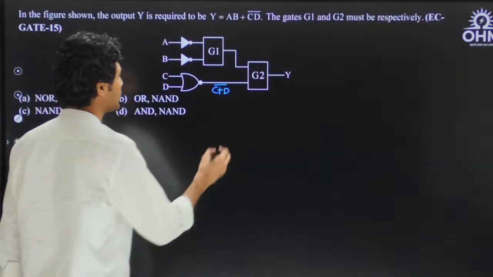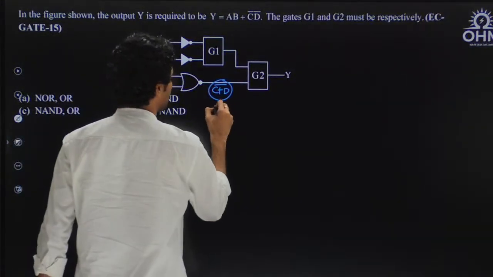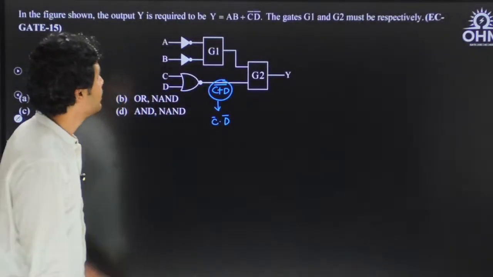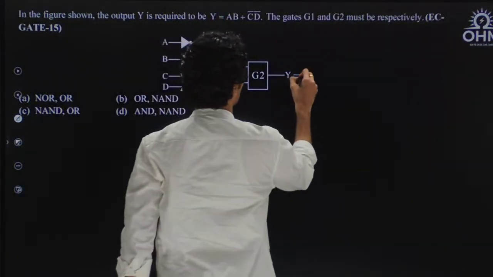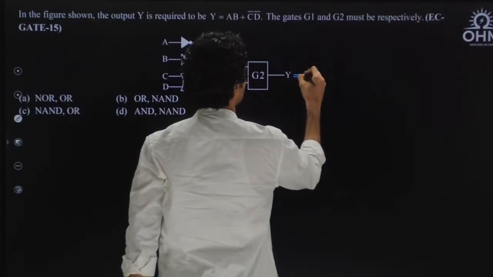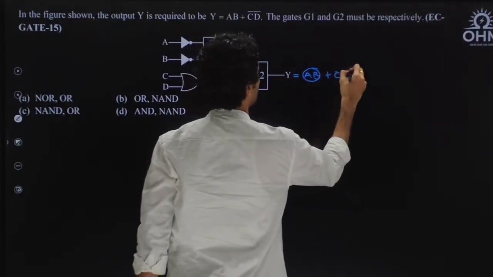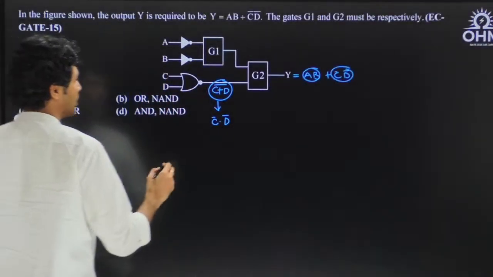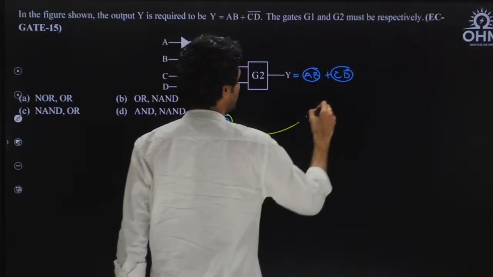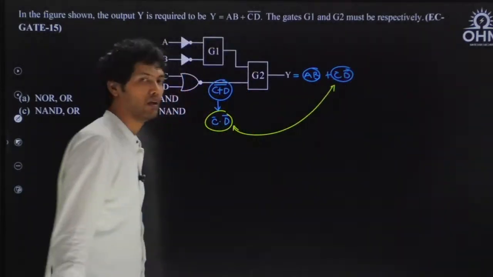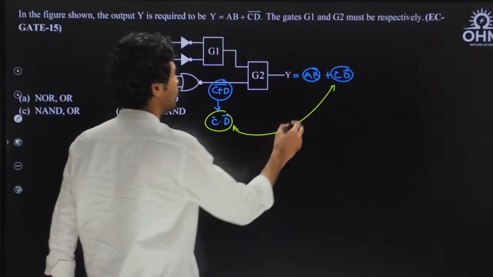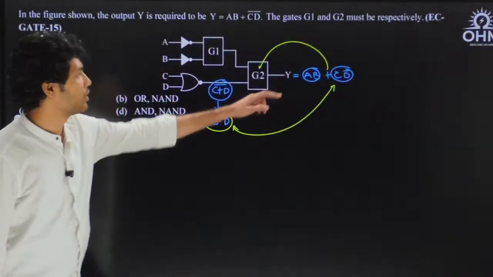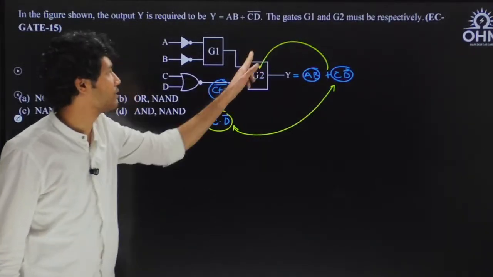Now I can apply De Morgan's theorem here and I can write this as nothing but C bar into D bar. And you have been given that y is equal to AB, the first term, plus C bar D bar. I can clearly see that I already got C bar D bar here. So the C bar D bar here as well as the C bar D bar there can be equated. If you equate both of them, whatever plus operation you are having here is basically G2.